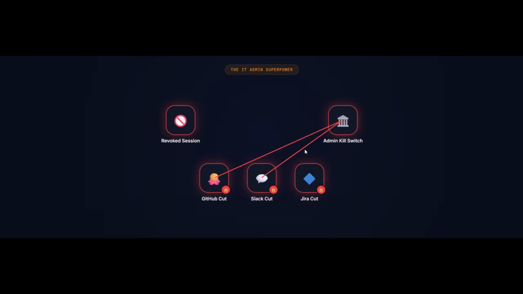SSO is also great for the IT team. If an employee leaves the company, the admin just turns off the main identity account. Instantly their access to GitHub, Slack and Jira is blocked. Very safe and easy. In simple words, single sign-on removes the headache of too many passwords. You just log in securely one time in the morning and get instant access to all your office apps all day.